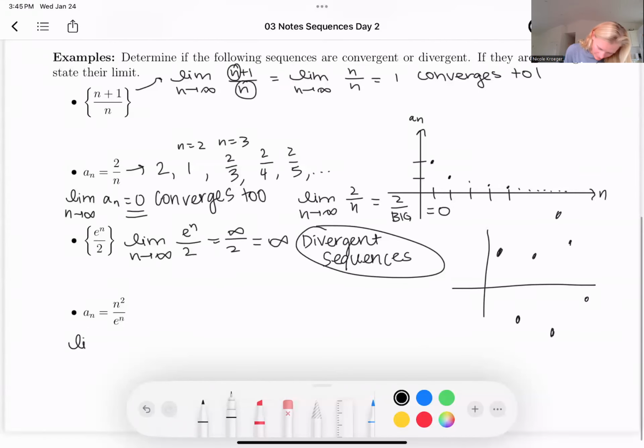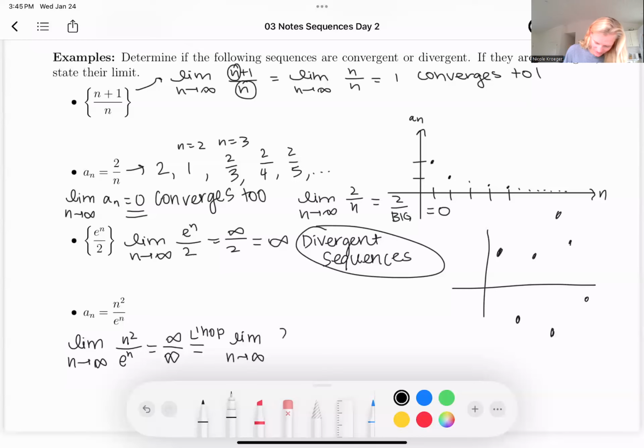Okay, and now if we look at this last one, we can look at the limit as n approaches infinity of n squared over e to the n. Again, because of that e to the n, this is not a rational function. So we have to go ahead and plug infinity in. We're going to get infinity over infinity, which tells us we can use L'Hopital's rule. So for L'Hopital's rule, we're going to replace the numerator with the derivative of n squared, which is 2n, and the denominator with the derivative of e to the n, which is e to the n.